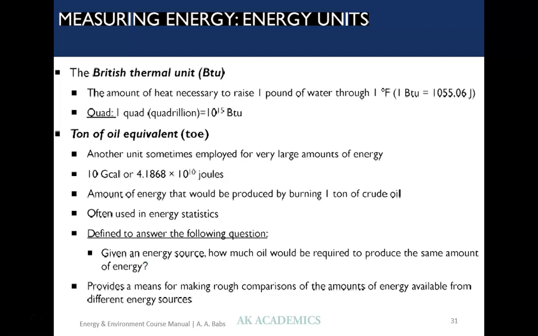Then the other unit of energy we have is ton of oil equivalent, usually referred to as TOE. It is another unit that is sometimes employed for very large amounts of energy. It is equal to 10 gigacal or 4.1868 times 10 raised to the power 10 joules. The ton of oil equivalent is the amount of energy that would be produced by burning 1 ton of crude oil. It is often used in energy statistics. Ton of oil equivalent provides a means for making rough comparisons of amounts of energy available from different energy sources.